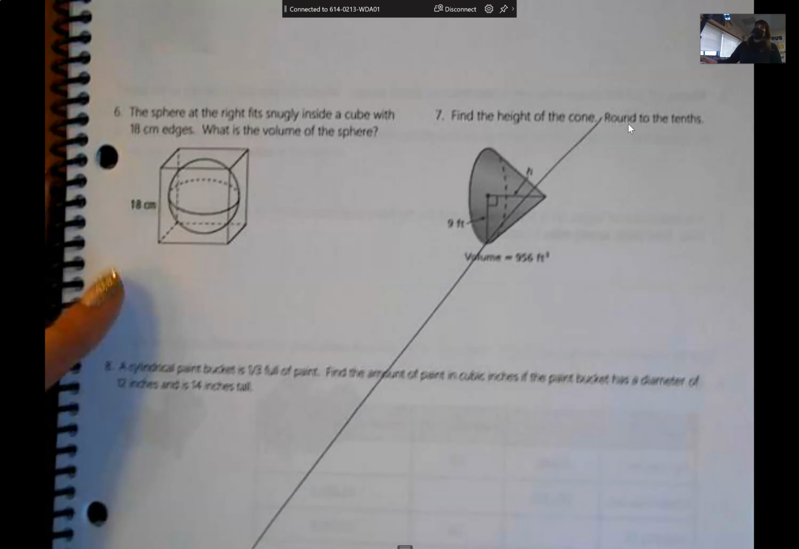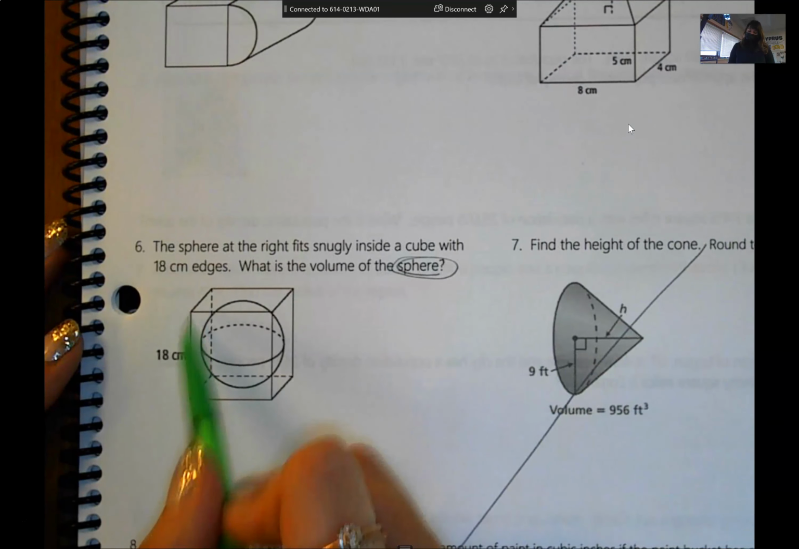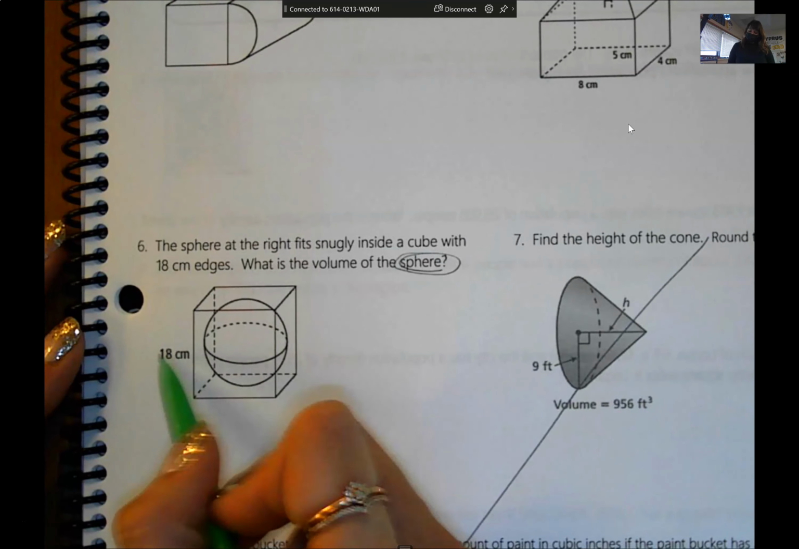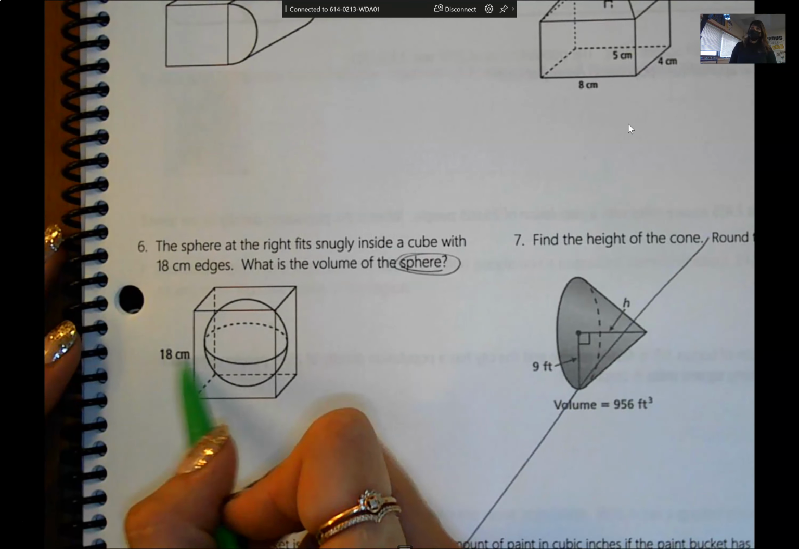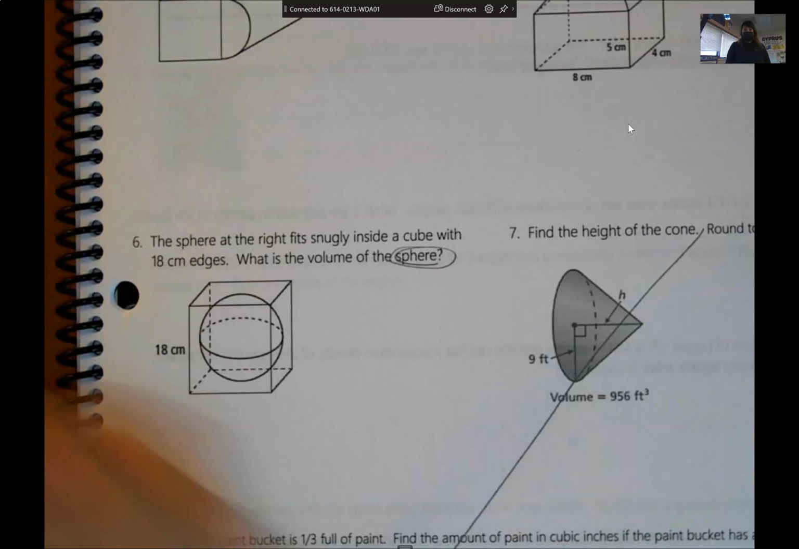So this is like a commemorative basketball. Sometimes people put basketballs, footballs, and baseballs into glass cubes so that they can display them. So let's say this basketball, or sphere, is in a cube whose sides are exactly 18 centimeters, and the sphere fits in it perfectly. So they want us to find the volume of the sphere.